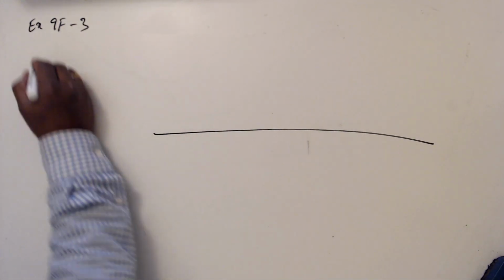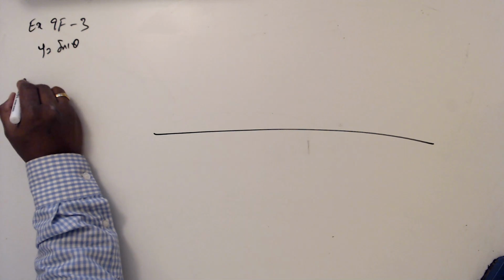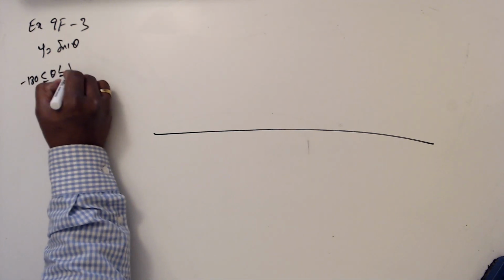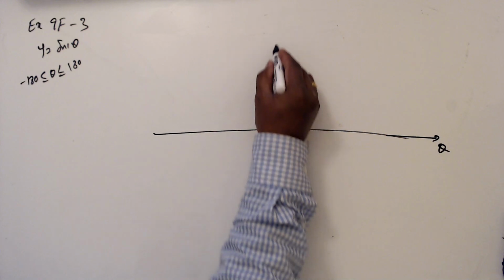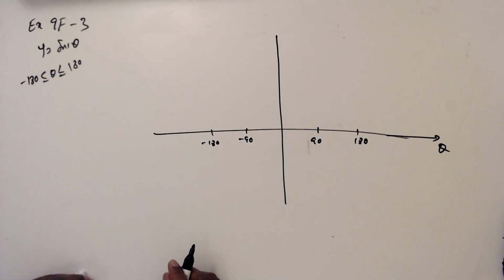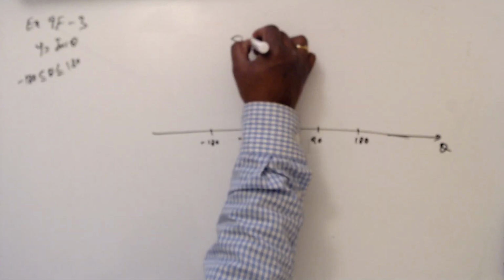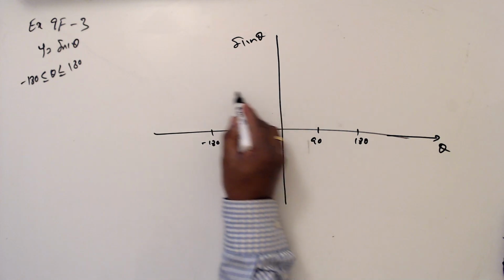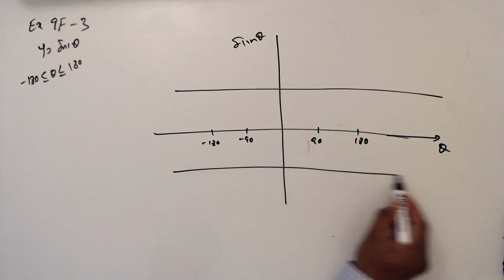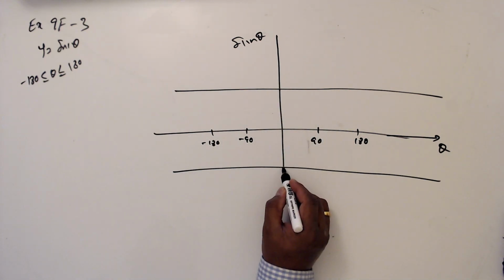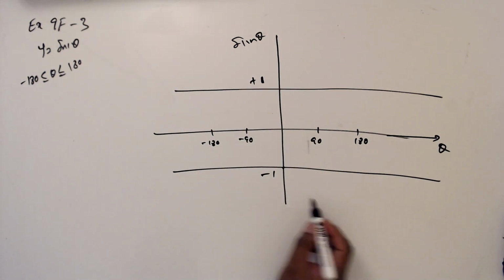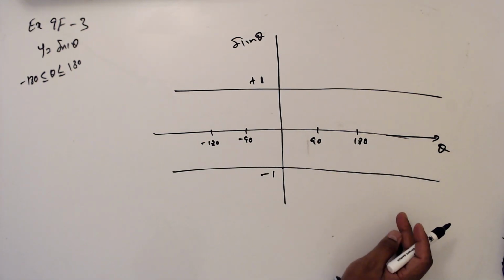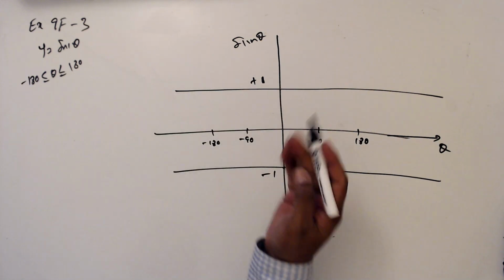9F question number 3. This is going to be y equals sine theta. So it is the same interval. So this is the theta axis, and this is the sine theta axis. We know this is moving between 1 and minus 1: the maximum value is 1 and the minimum value is minus 1. The range is plus and minus 1, so the domain is minus infinity to plus infinity. We can't go beyond minus infinity.